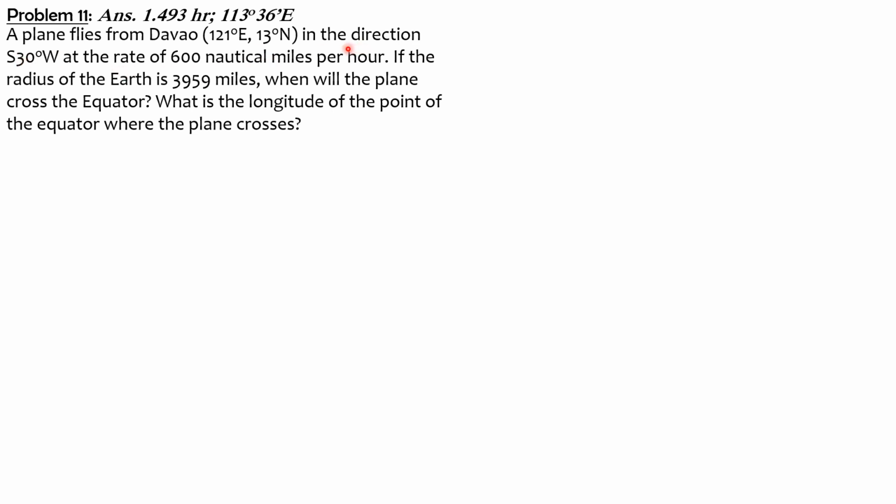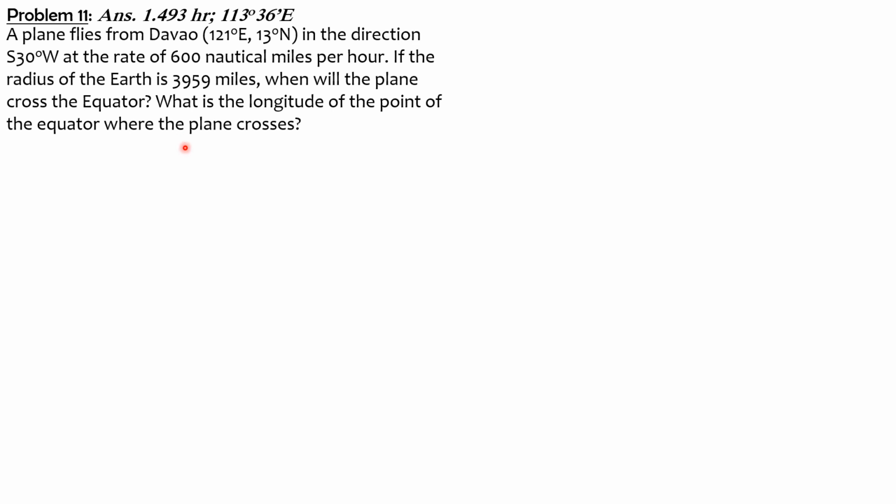Then the plane travels in the direction south 30 degrees west at the rate of 600 nautical miles per hour. If the radius of the Earth is 3959 miles, when will the plane cross the equator? What is the longitude of the point of the equator where the plane crosses? So we need to compute the distance traveled by the plane along the side of the spherical triangle here, which is a right spherical triangle.